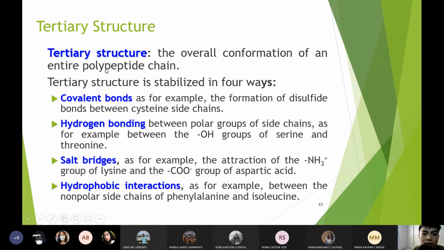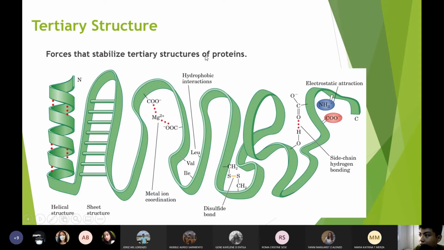Okay? So dito natin malalaman kung siya ba ay globular, okay? Ano yung itsura niya as a whole, okay? So lahat ng mga sinabi ko kanina na factors affecting the primary, secondary levels of structure, encompassed sila dito sa tertiary structure. Okay? So these are the reasons why they are stabilized. Okay? So ito, this is a good summary picture of all the forces that stabilize the tertiary structure.